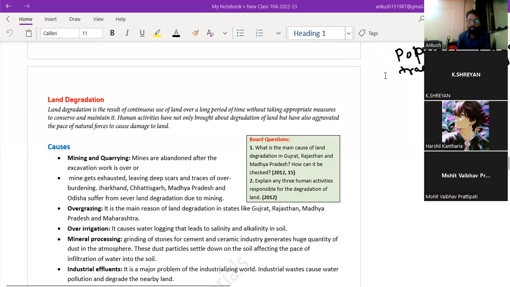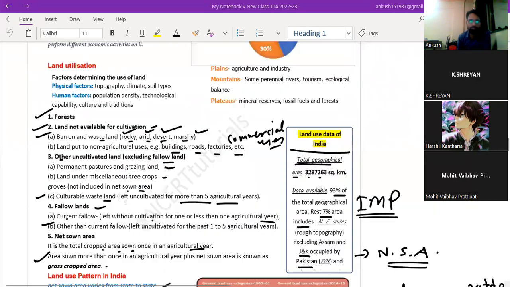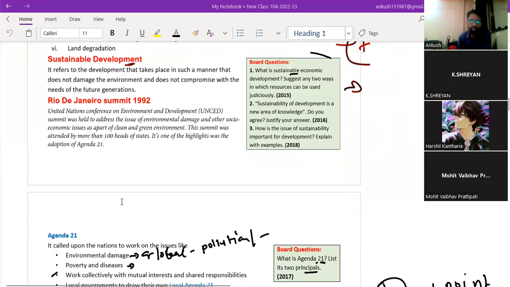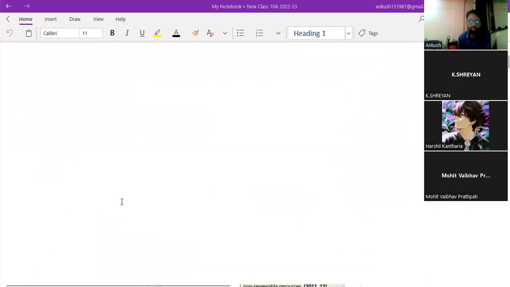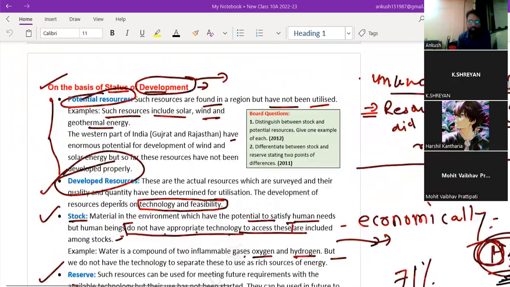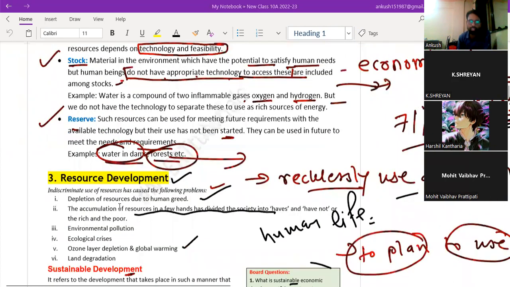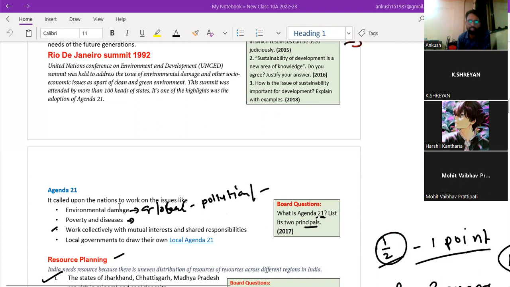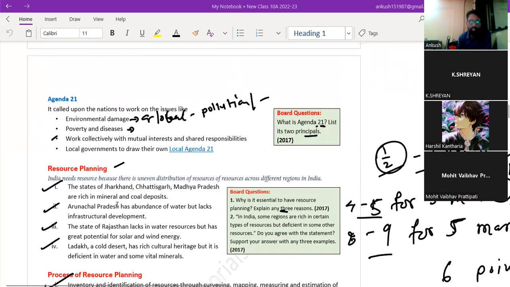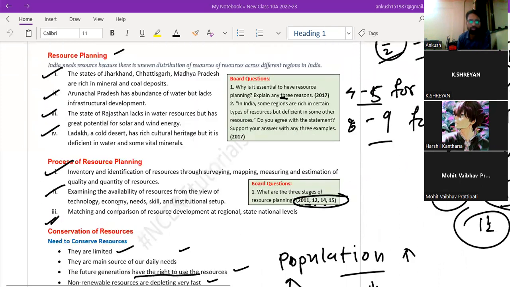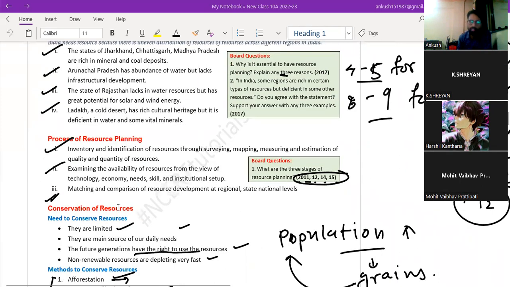Till that time, in the last week, we have seen what a resource is, and their types as well. We have seen how resources are being conserved, and the classification of resources on the basis of origin, development, and sustainability of resources, then Agenda 21, resource planning, and the process of resource planning, like how we can conserve them, or plan them to be used over there. Those things had been learned.